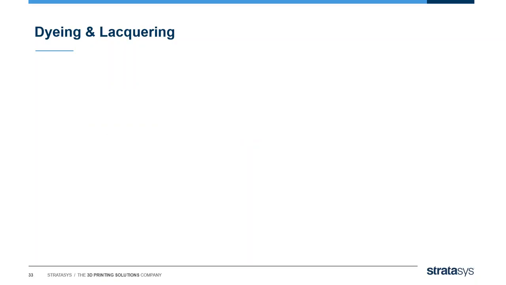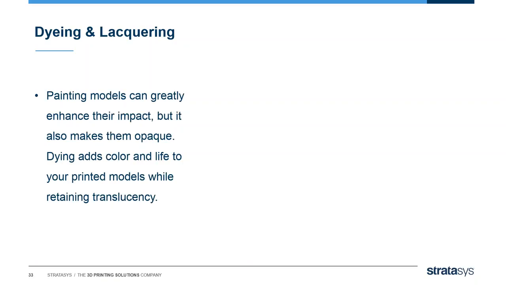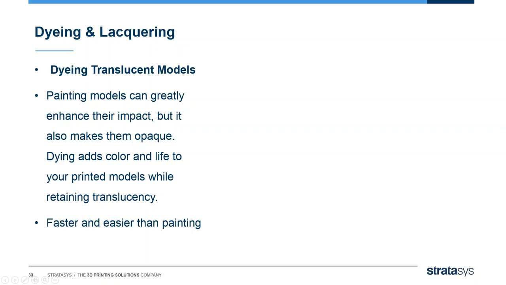Okay, we come to the next point. This is dyeing and lacquering. Painting models can greatly enhance their impact, but it also makes them opaque. Dyeing adds a color. This is dye coloring, which adds life to your printed models while retaining the translucency. This is a nice picture. This is faster and easy to make.